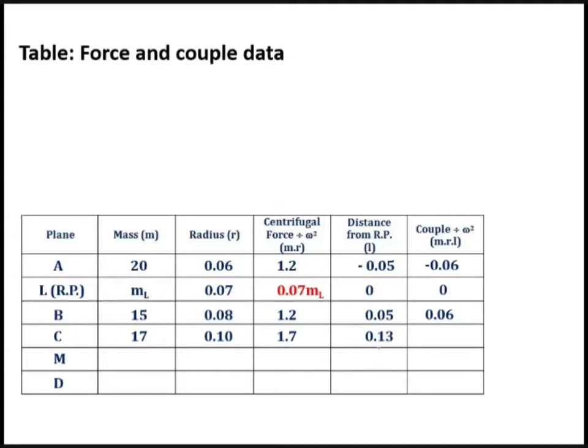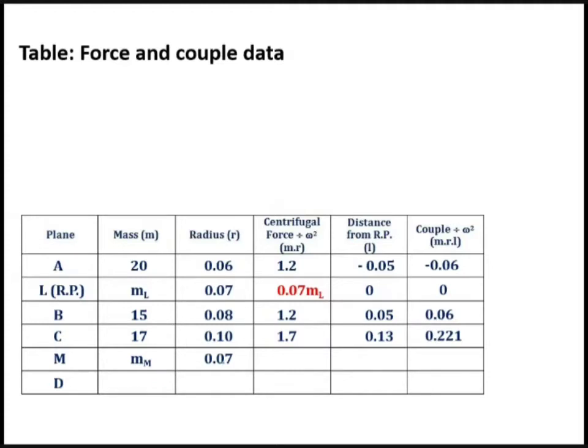And what is the distance? Distance is nothing but 130 mm. So that is 0.13 meter. Okay. Take all the distances in meter, radius in meter, mass in kg, and couple in kg meter square, and centrifugal force in kg meter. Okay. Next. And what will be the couple? 0.221.